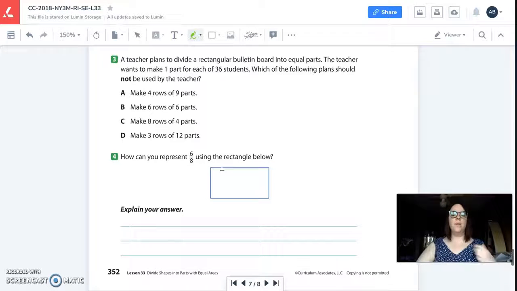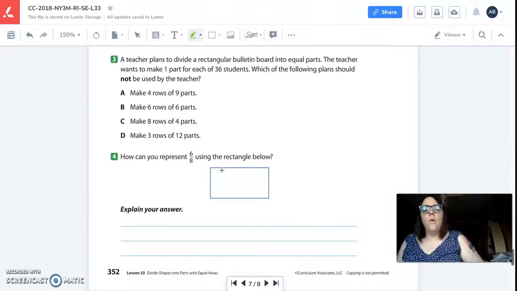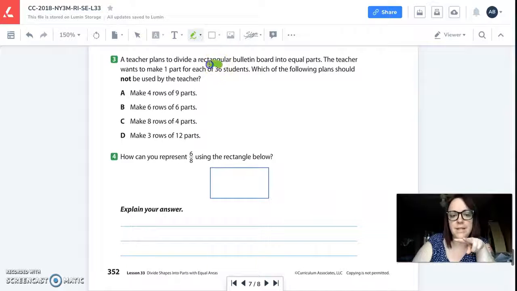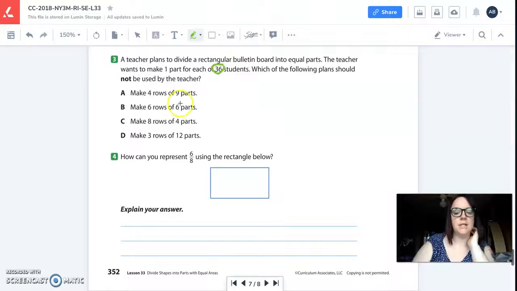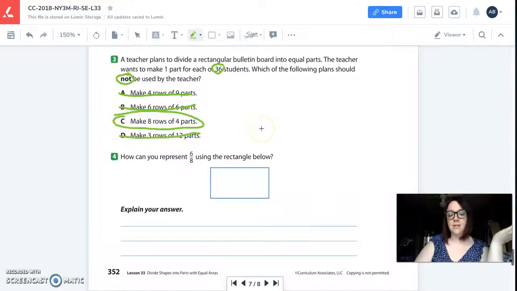Well, this is basically asking us, what 2 numbers can multiply to get us 36? Let's see. 4 rows of 9. Well, we know 4 rows of 9 is 36. So that one can't be right because it's asking us which should not be used. 6 times 6 is 36. Not our answer. 8 times 4. Ooh, what is 8 times 4? It is not 36. 3 times 12 is 36. So it looks like C is our answer.